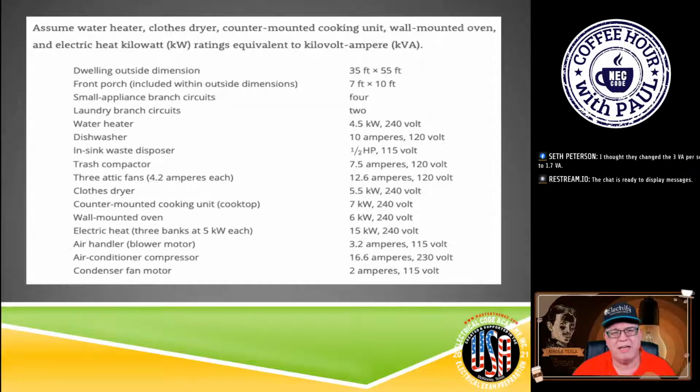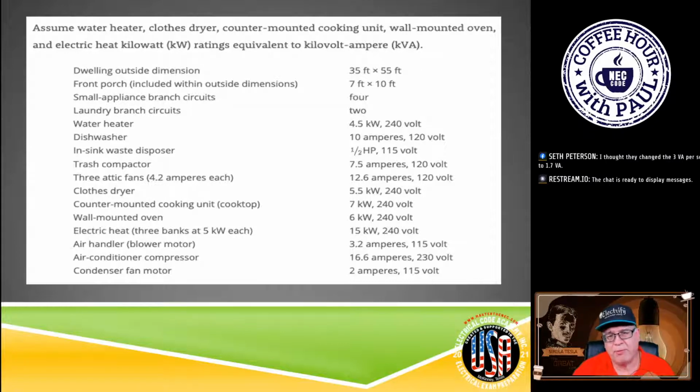The next we've got is the trash compactor, 7.5 amperes at 120 volts. Of course, you all know, and I'm sure you are savvy, that we're going to have to take all of these ampere ratings and convert them into a VA value. And of course, we will as we move through this. I'm sure y'all already knew that.